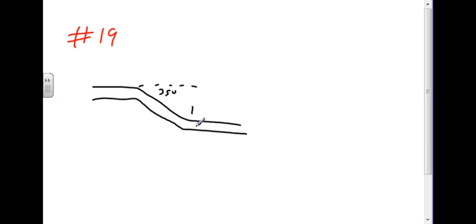Anyway, if I think about this as a transversal going this way through two parallel lines, right?